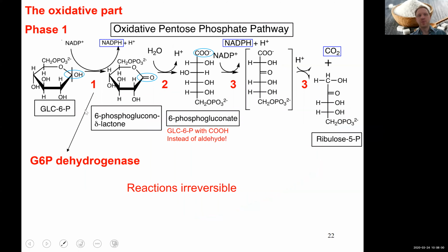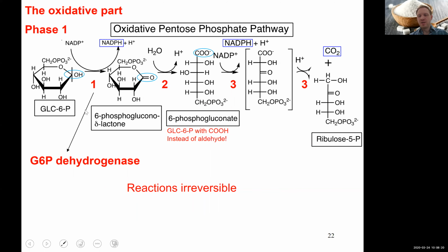Let's start with phase 1. This is what we call the oxidative phase. This is highlighted here. Note that all these reactions are irreversible in this oxidative phase. What we see in the later phases are reversible reactions, but this initial oxidative part is irreversible.